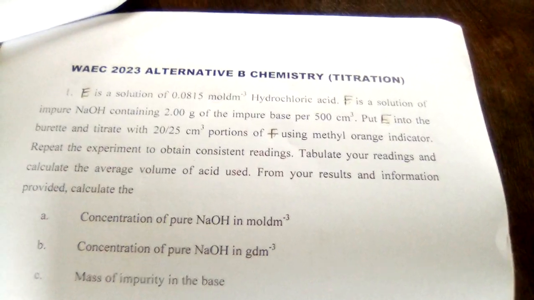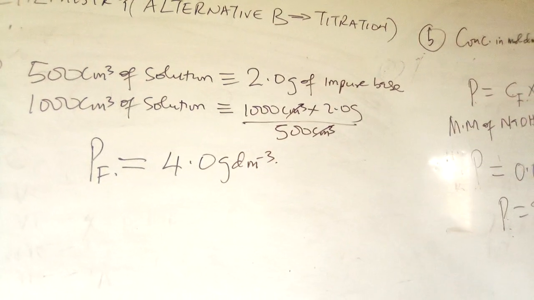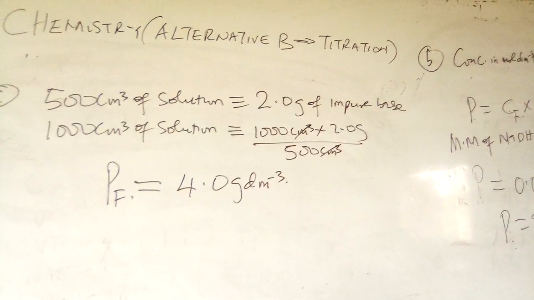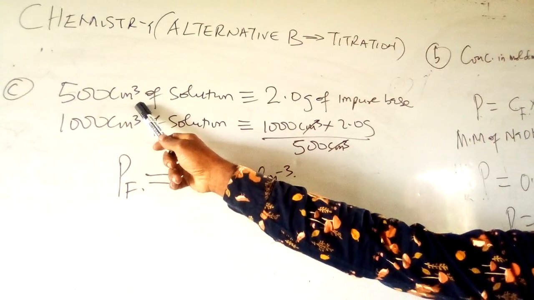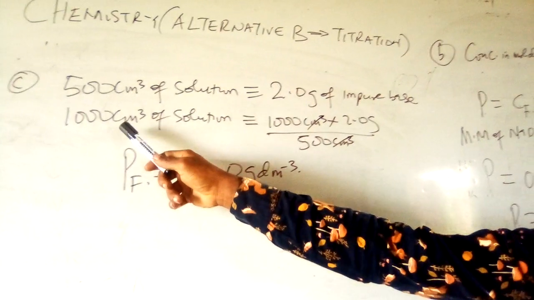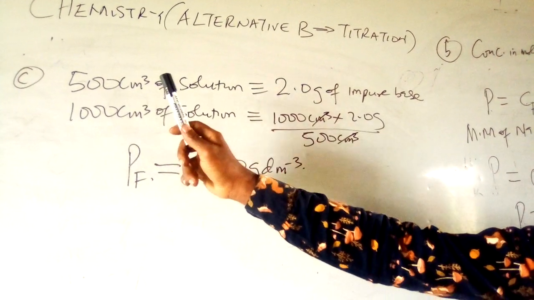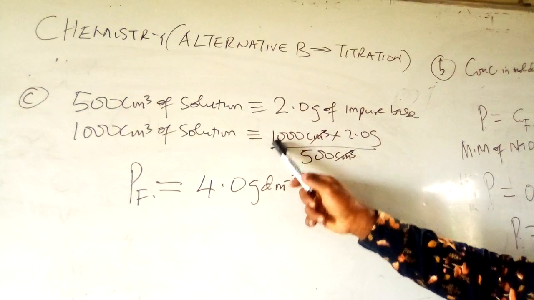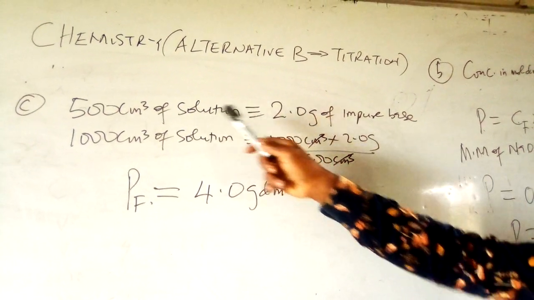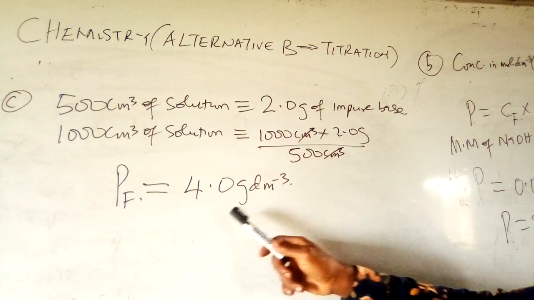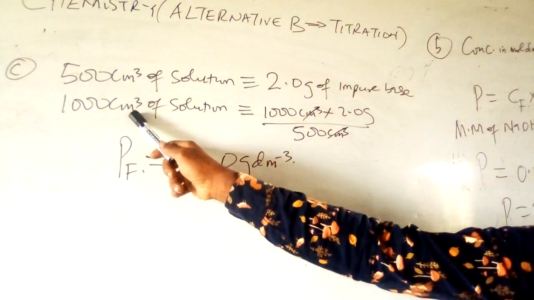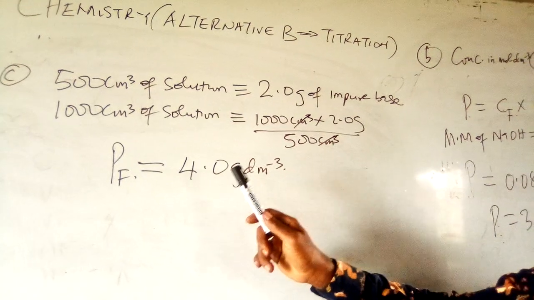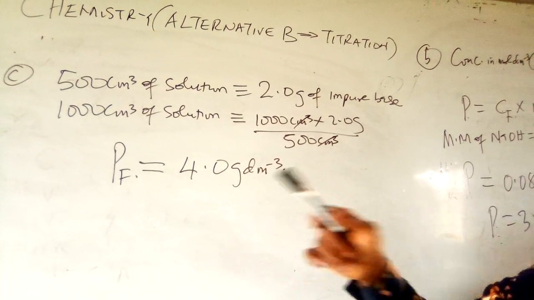So we look at the board, and as I said a few minutes ago, we have 2 grams of the impure base in 500 cm³. We have to standardize it: find the mass that should be in 1000 cm³. So in 1000 cm³, we're going to have 1000 times 2 over 500. That will give us 4 grams in 1 dm³. That is 4 grams in 1000 cm³. So this represents the concentration of the impure base in gram per dm³.